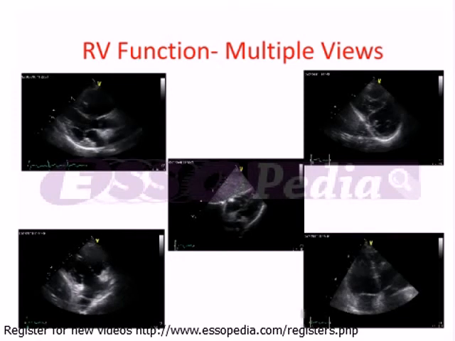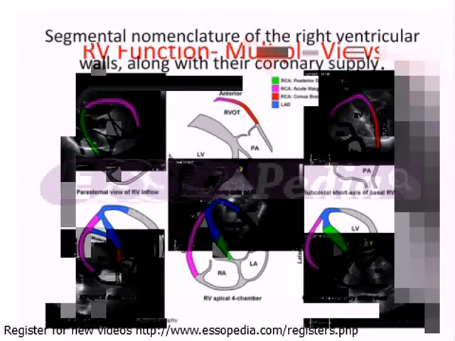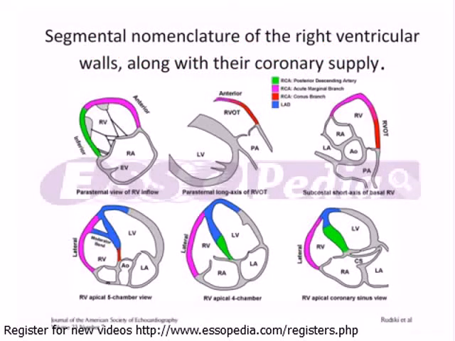So we can look at all these segments, and we should assess the right ventricle from all these different views, and we can even try and localize coronary artery supply. However, the importance of this has not yet been established, but in the right heart guidelines, there is a right heart wall motion plot with the coronary supply to these different walls.